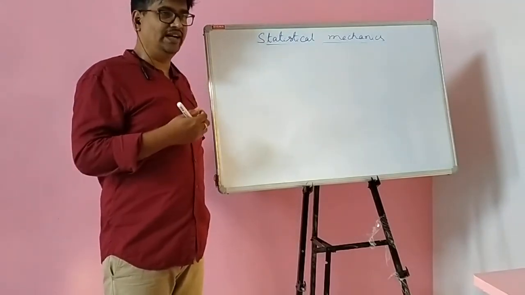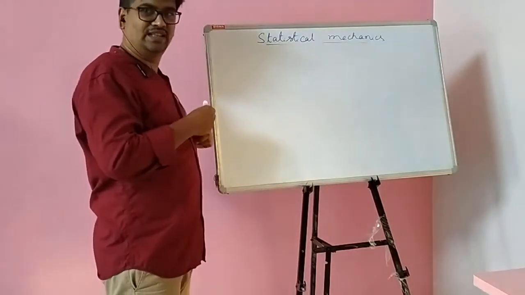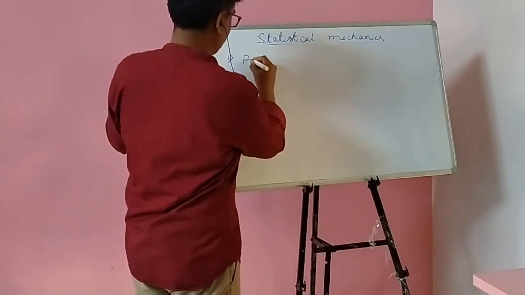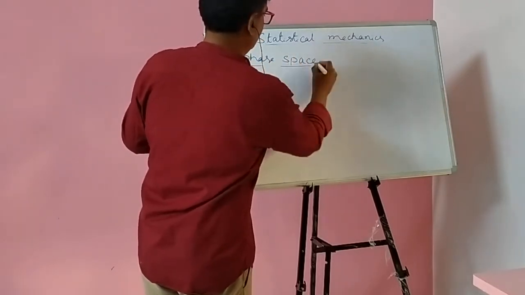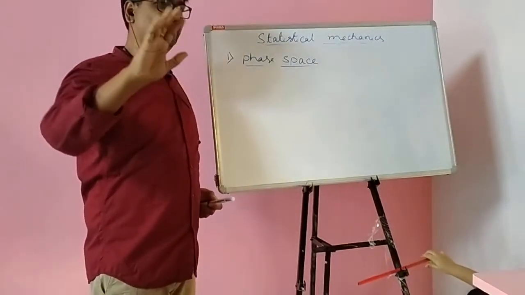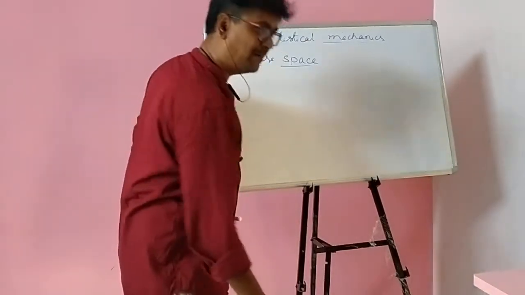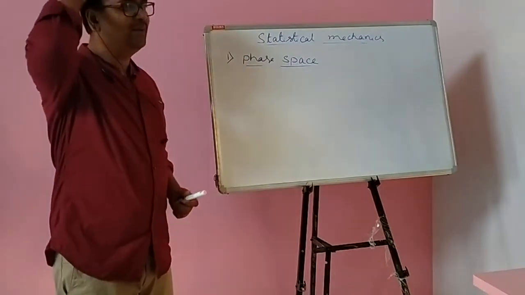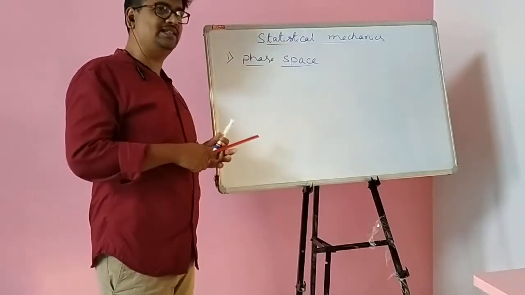In statistical mechanics, we basically go for very basic definitions. The first basic definition is the phase space. This is absolutely a new topic for you. You have not at all studied this topic in the second PUC, I am damn sure. In pre-university, you have not studied statistical mechanics. So phase space is absolutely a new word for you.